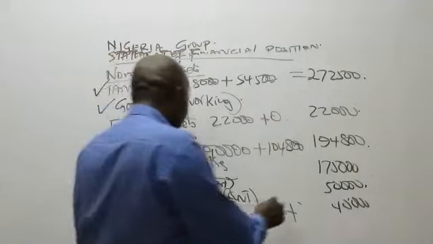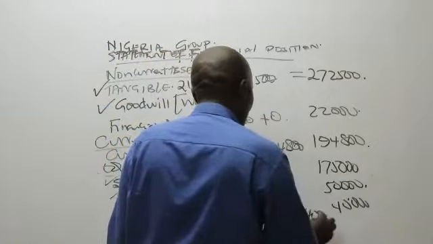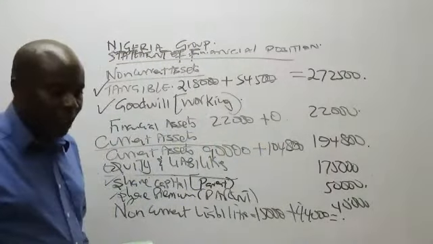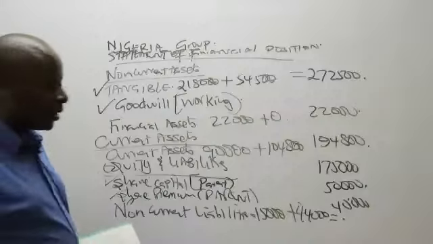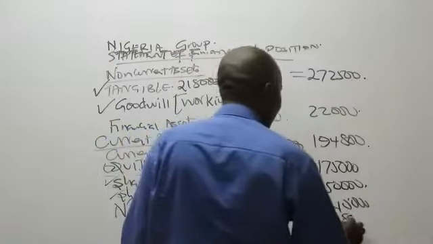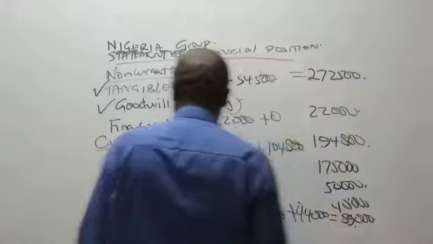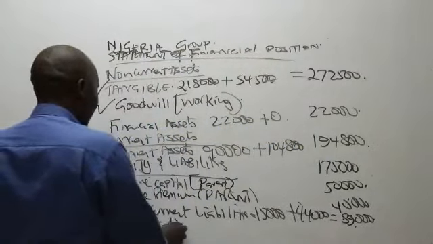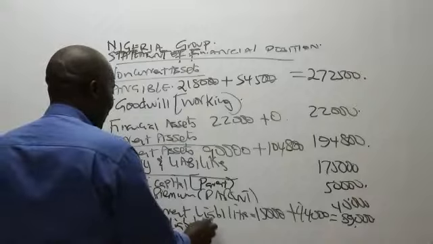So you tell me the current liability was 44,000. Please add for me: 15,000 plus 44,000 gives me how much? 59,000. Thank you very much. Now, the last one is the current liabilities.